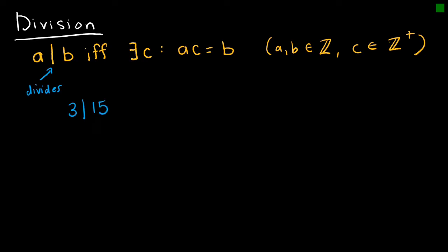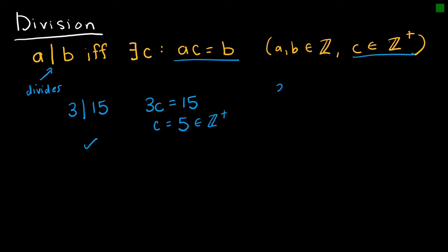Does 3 divide 15? What they're saying here is that 3 times some number needs to equal 15, and of course I know that number is 5. Notice that the value of c must be an integer. Because 5 does belong to the integers, 3 does divide 15.